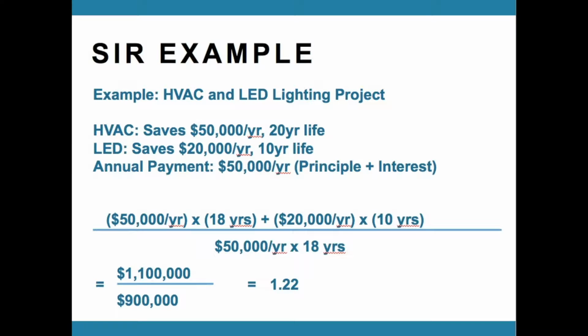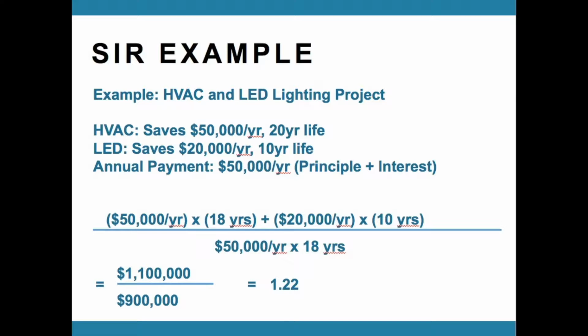So that's our HVAC. Our LED savings were calculated by $20,000 a year times 10 years that its useful life is going to last. That's the top of our ratio. And then on the bottom is the cost, the annual payment, $50,000 a year, times the 18 years that the payment will be made.